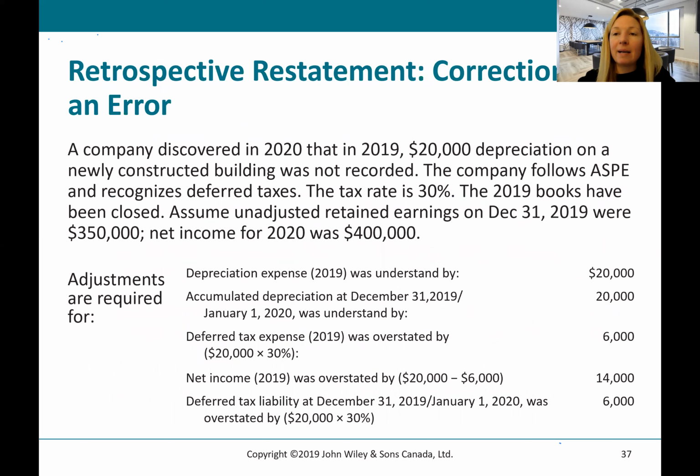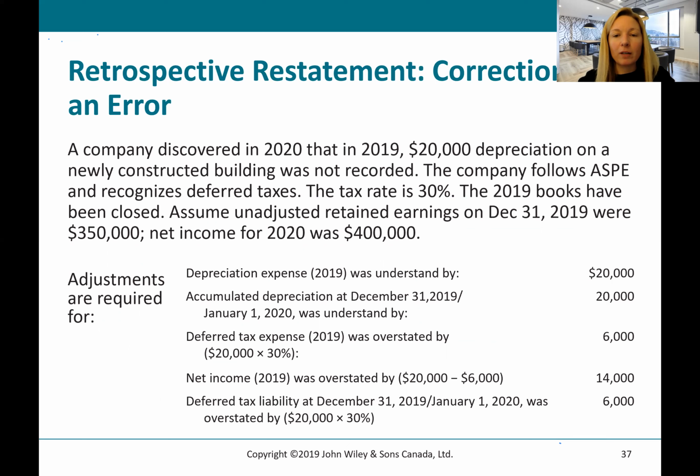Okay, so let's look at another example here. A company discovered in 2020 that in 2019, $20,000 depreciation on a newly constructed building was not recorded. The company follows ASPE and recognizes deferred taxes. The tax rate is 30%. The 2019 books have been closed. Assume unadjusted retained earnings on December 31st, 2019 were $350,000, and net income for 2020 was $400,000.